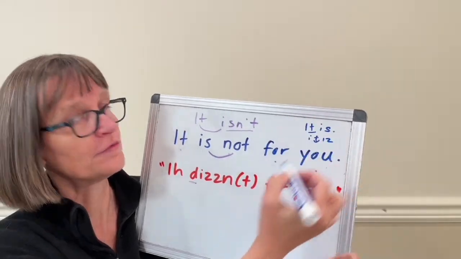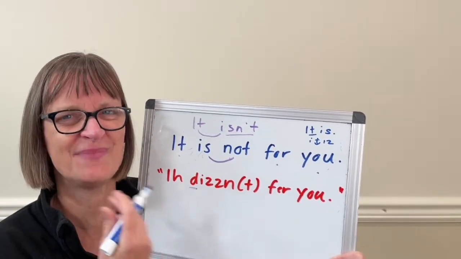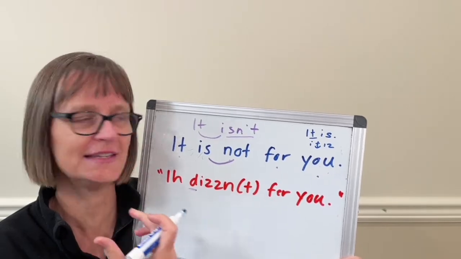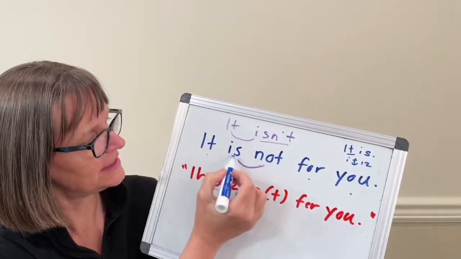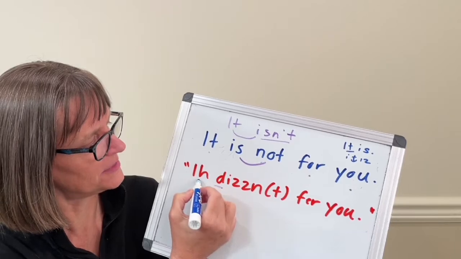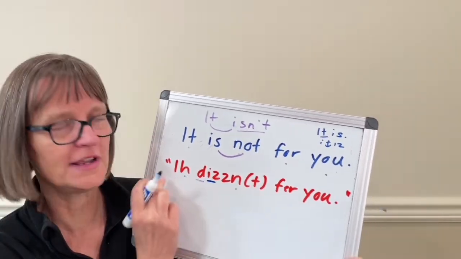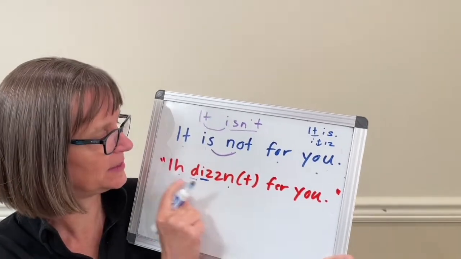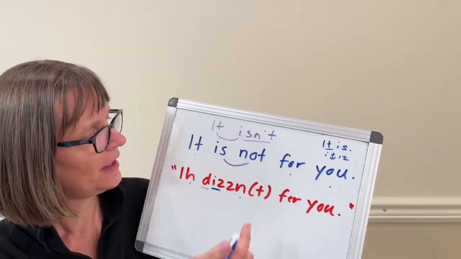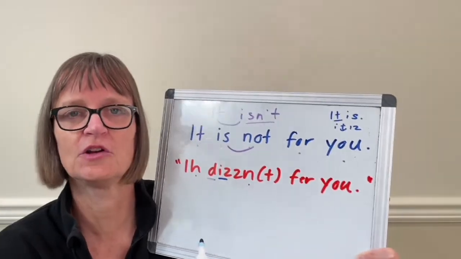And so I often write that with 2 T's or a D because that's how we also flap the D in the middle of words. So "it isn't," "it is not" becomes "it isn't," "it isn't." The stress in this little phrase, "it isn't," is on the dis syllable, "it isn't." Then you'll see that I've put the T here in parentheses.